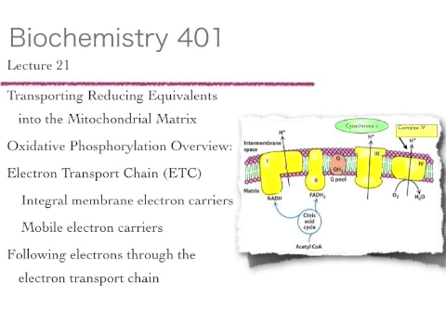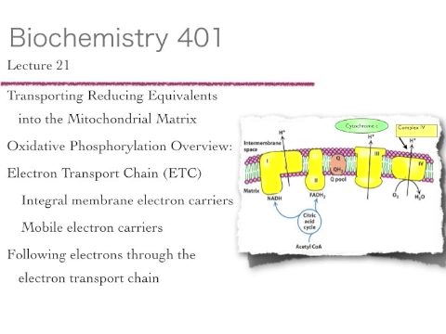Biochemistry 401 Lecture 21. Today we're going to talk about the electron transport chain. We're going to begin with a discussion of how reducing equivalents get from the cytoplasm to the mitochondrial matrix so that they can be used in the electron transport chain. We're then going to talk about oxidative phosphorylation, and we'll start with an overview of this process.